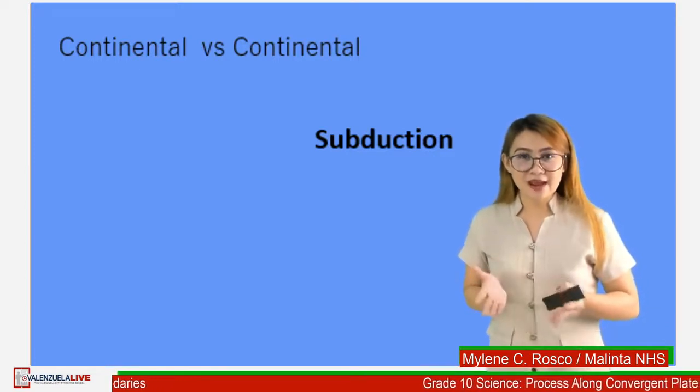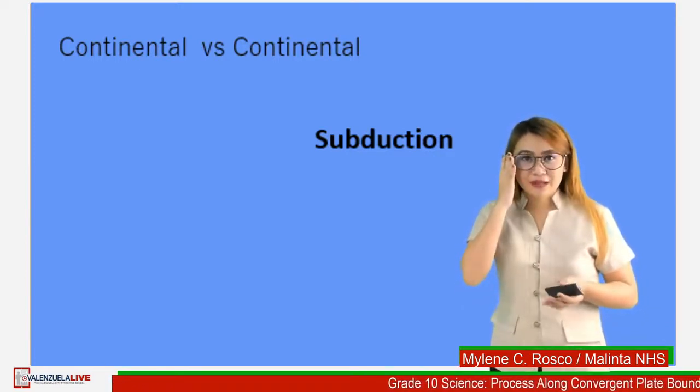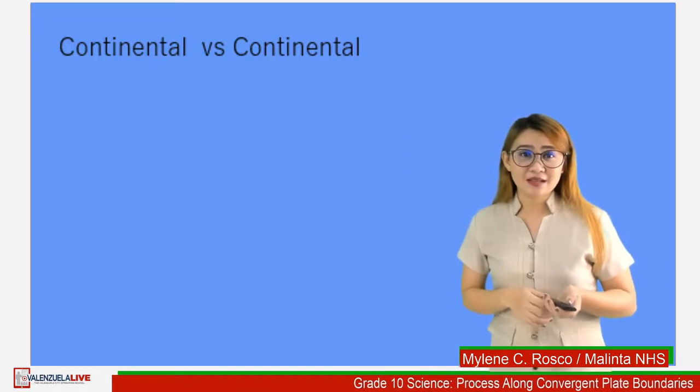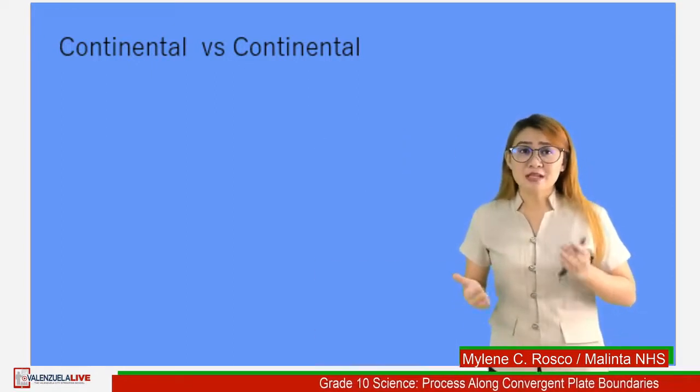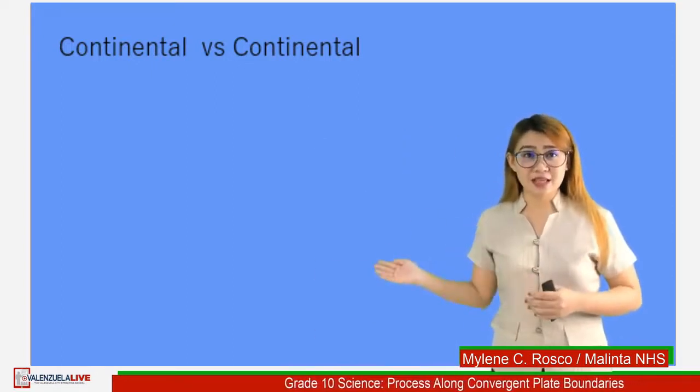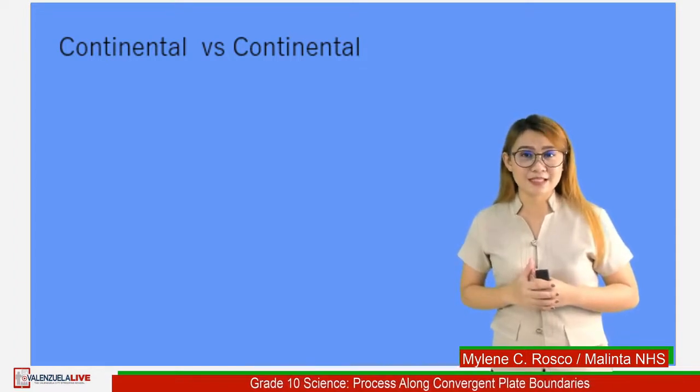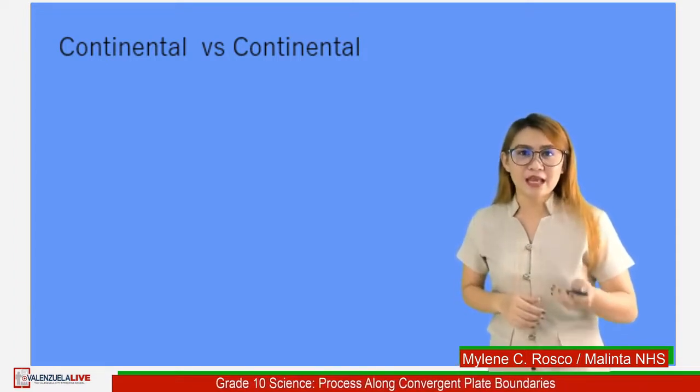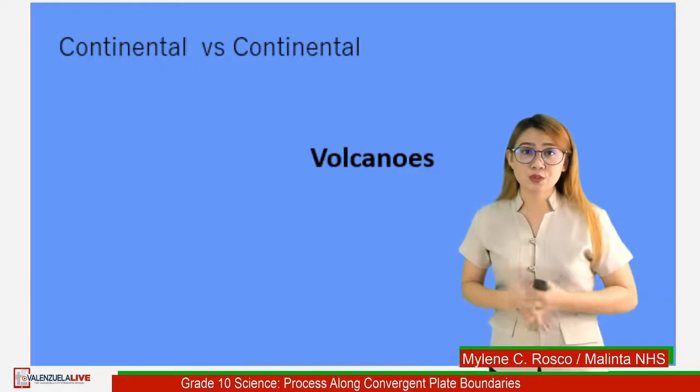Okay, I can see your answer now. So the correct answer is sad face. There is no subduction process present at continental convergence. Right? Good job, students. Next, let's have volcanoes.